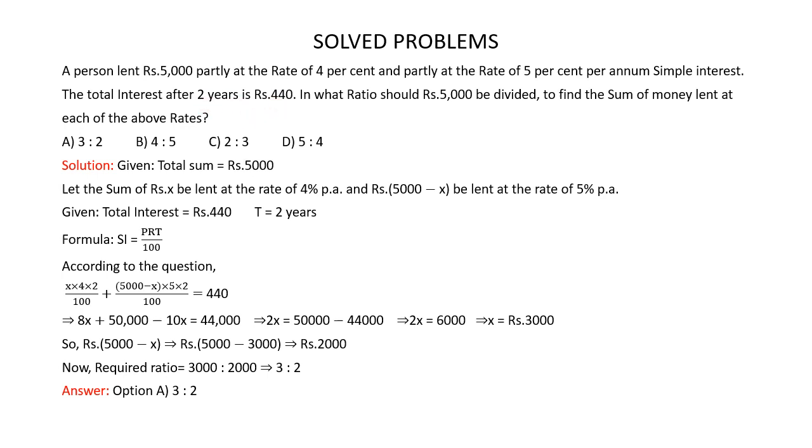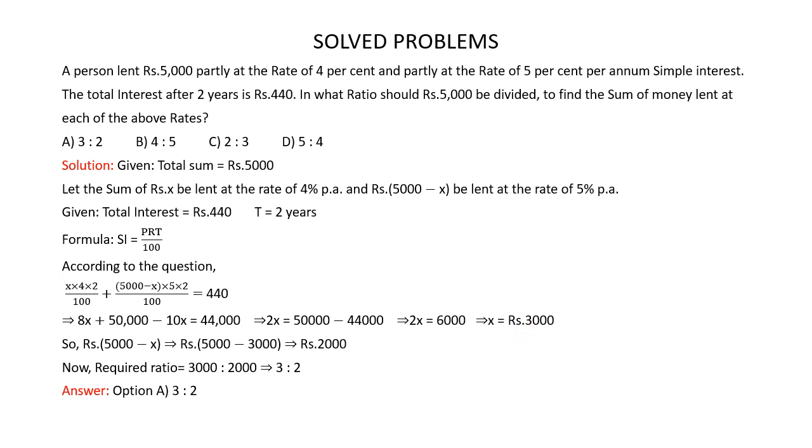Now we know that simple interest is equal to PRT divided by 100. So according to the question, x multiplied by 4 multiplied by 2 divided by 100, which is the simple interest earned at the rate of 4% per annum, plus 5000 minus x multiplied by 5 multiplied by 2 divided by 100, which is the simple interest earned at the rate of 5% per annum, is equal to 440. Now on solving this equation, we get x is equal to rupees 3000.